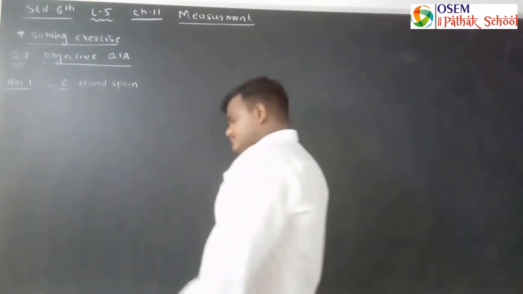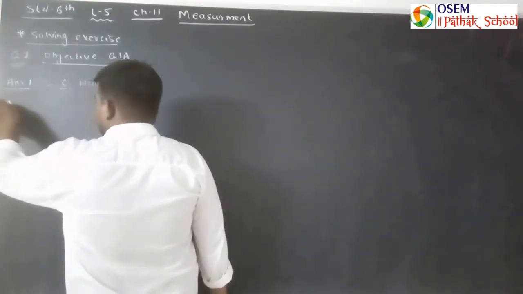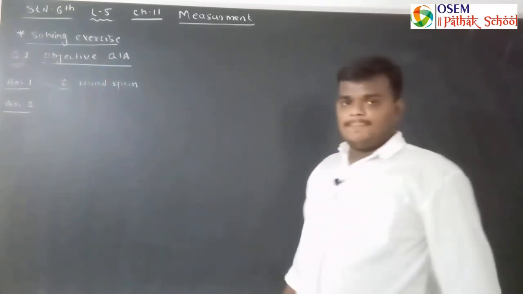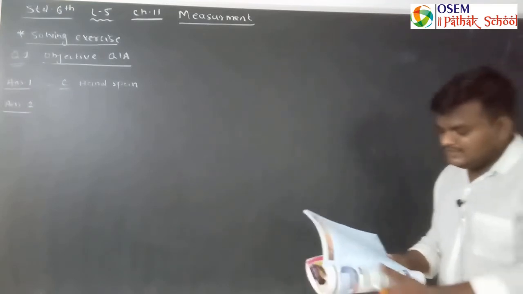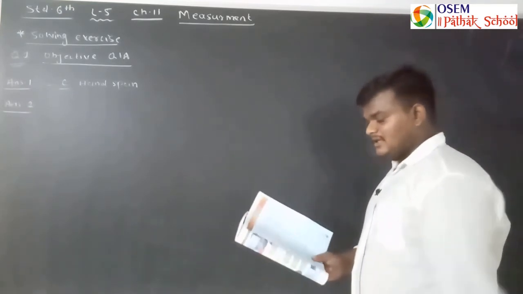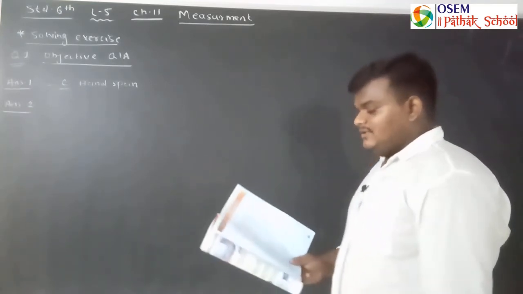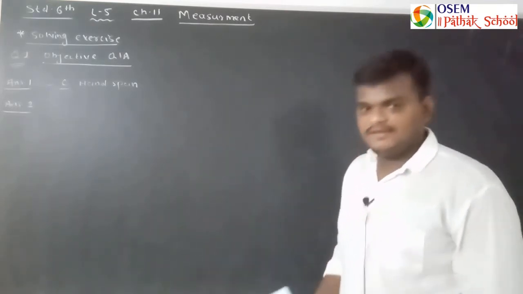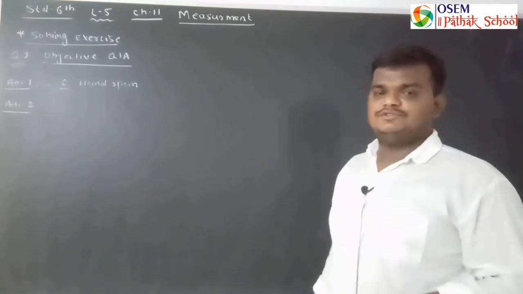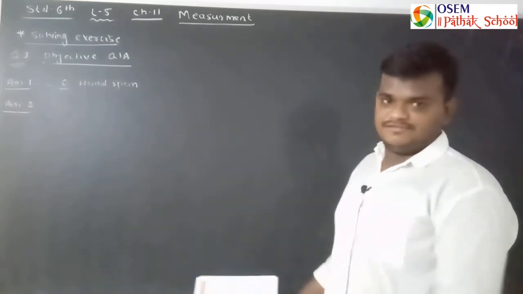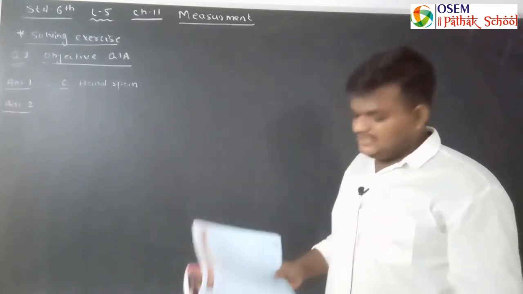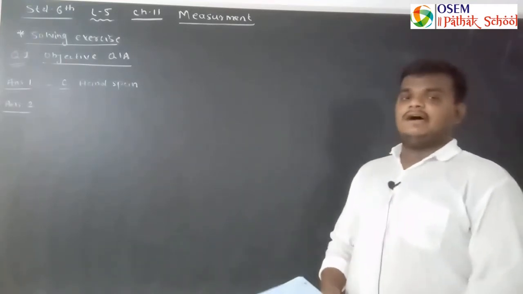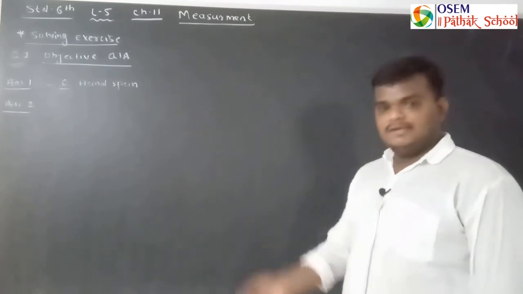Now we are going to solve MCQ number 2, which is given in your book. So what is question number 2? Let's try to understand. The SI unit of temperature is, option A degree. Degree is used to measure the angle between two lines. Option B Celsius, option C Fahrenheit, and option D Kelvin.